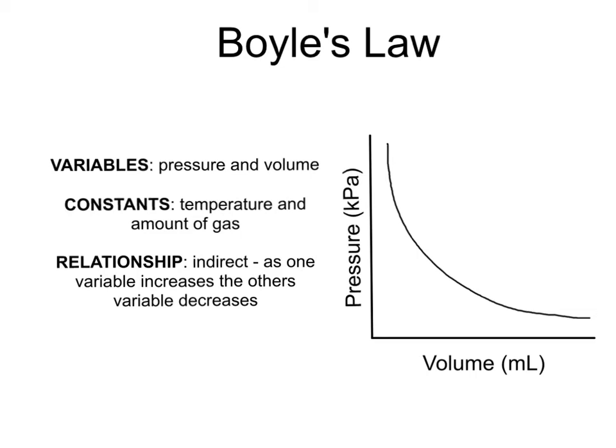In Boyle's Law, our variables are pressure and volume, and our constants are temperature and the amount of gas. Our relationship is indirect, which means as one variable increases, the other variable will decrease. And we see that in our graph here, where we have a gentle slope down and to the right.